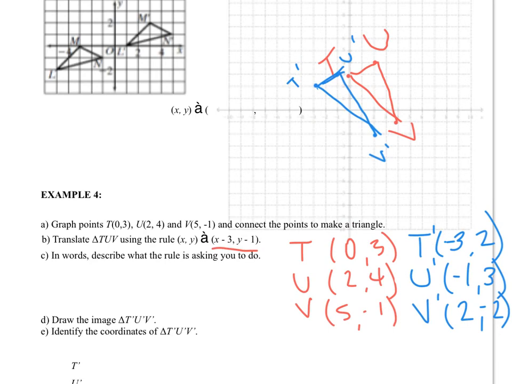All right, so in words, what does this tell us to do? Well, the rule tells us to go left 3 units. And we subtracted 1, so because we're subtracting, it would be down 1 unit. Okay? Left 3 units and down 1 unit.